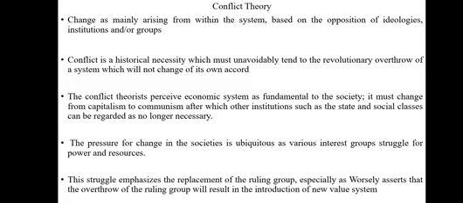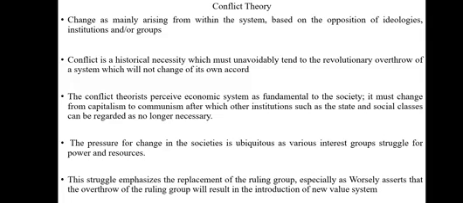The conflict is historical necessity which must unavoidably tend to overthrow of system. Yes, the person that brought this particular idea of conflict, they call him Karl Marx, and what he believes is that there should always be conflict because of what? Because there are some people who always want to exploit the weaker ones. Then, if the weaker ones cannot come together and fight and overthrow those people who are exploiting them, there will not be progress. That's his own view.